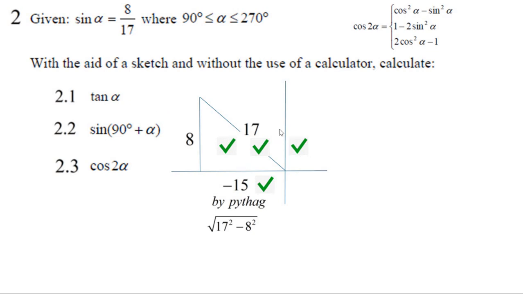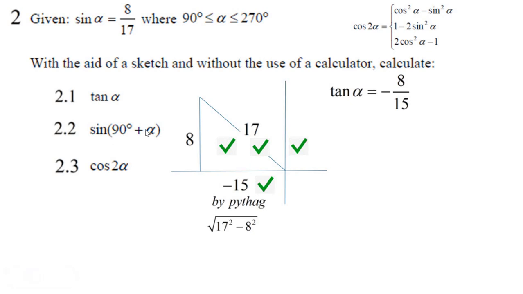Let's try the tangent of alpha. Alpha is this big angle from 0 all the way to here, but there's the reference angle right there. We use this triangle to figure out the tangent. It looks like it's opposite over adjacent, and that's going to be negative 8 over 15. So there it is, the first question done.